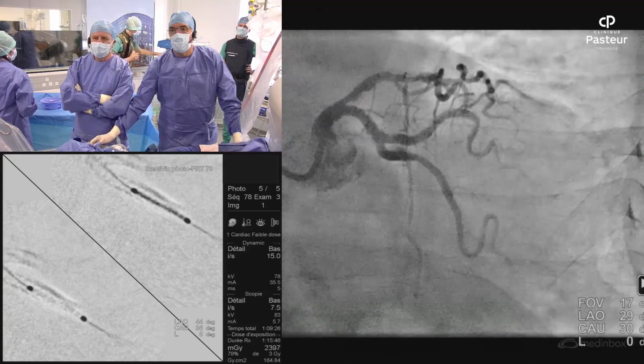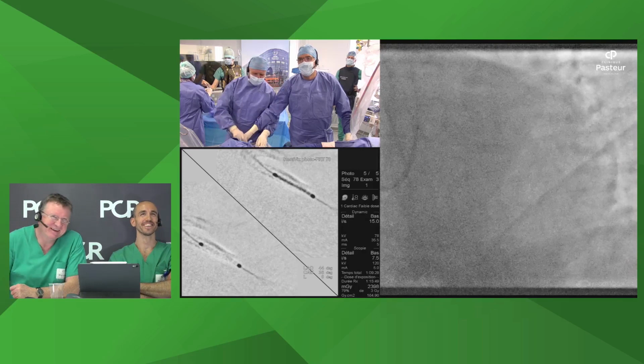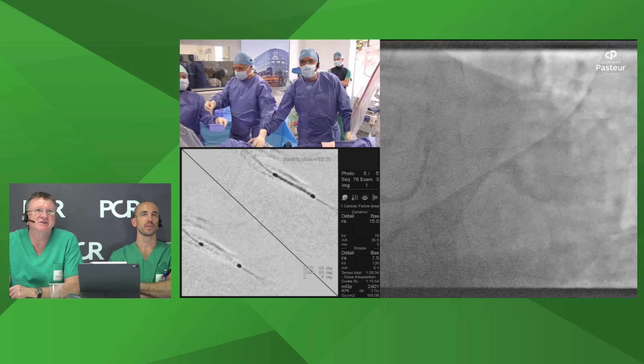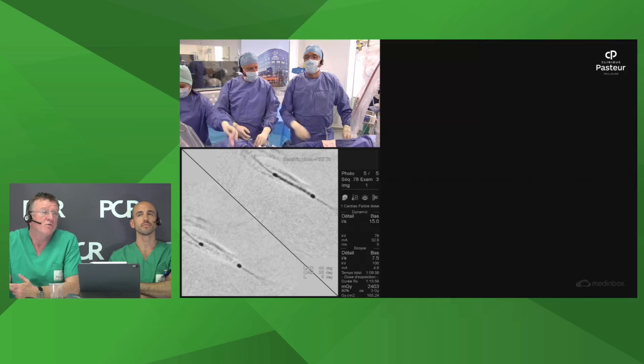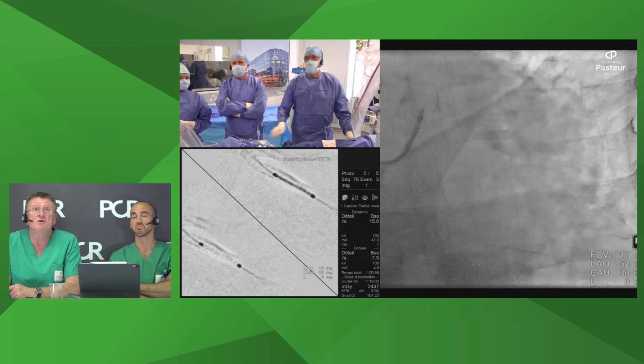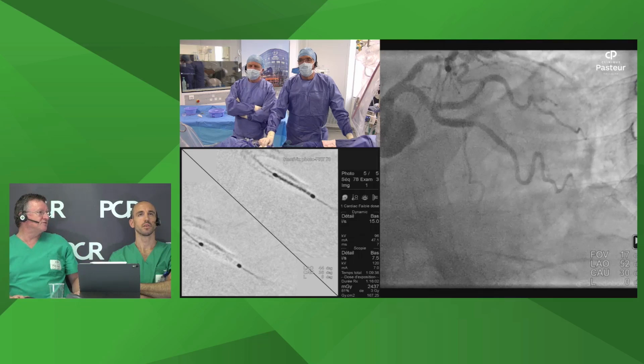Congratulations. You did incredibly well to do that. It was a very challenging case. And the problems you were presented with, the guide catheter performance, with the wire placement, with the stent dislocation for some strange reason, you overcame them all and you've got a fantastic looking result there. So congratulations and thanks from the studio here. Thank you.